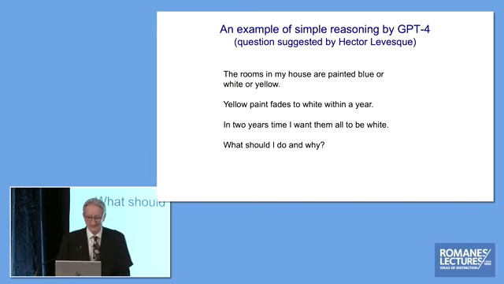So the rooms in my house are painted blue or white or yellow. Yellow paint fades to white within a year. In 2 years' time, I want them all to be white. What should I do and why? And Hector thought it wouldn't be able to do this.